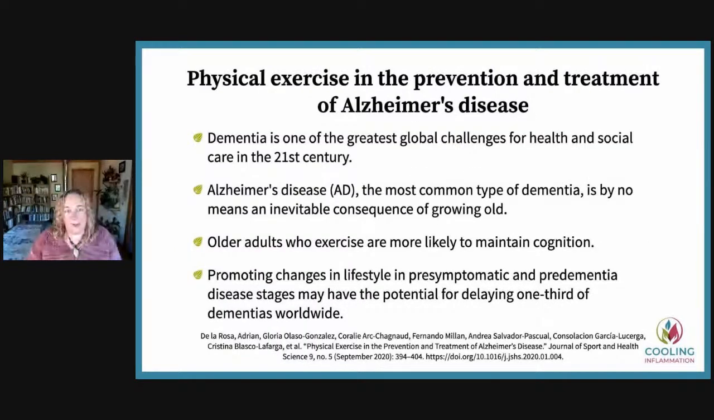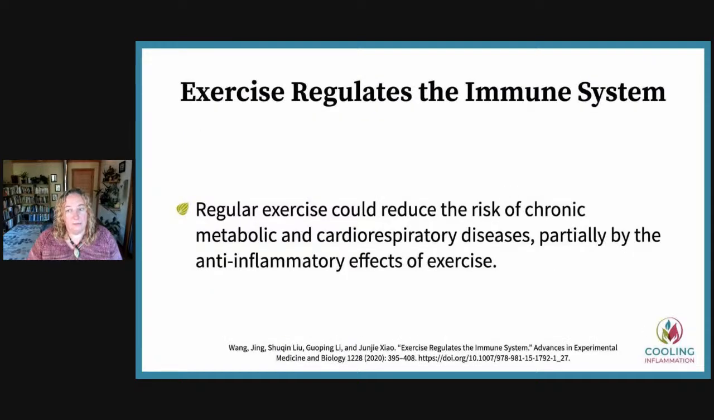Lots of benefits, showing that exercise is so important for cognitive health, including things like Alzheimer's disease, and basically showing that older adults who exercise are more likely to maintain cognition. Exercise also regulates the immune system. So more of that cross-sectionality here. Regular exercise could reduce the risk of chronic metabolic and cardiorespiratory diseases, partially by the anti-inflammatory effects of exercise.